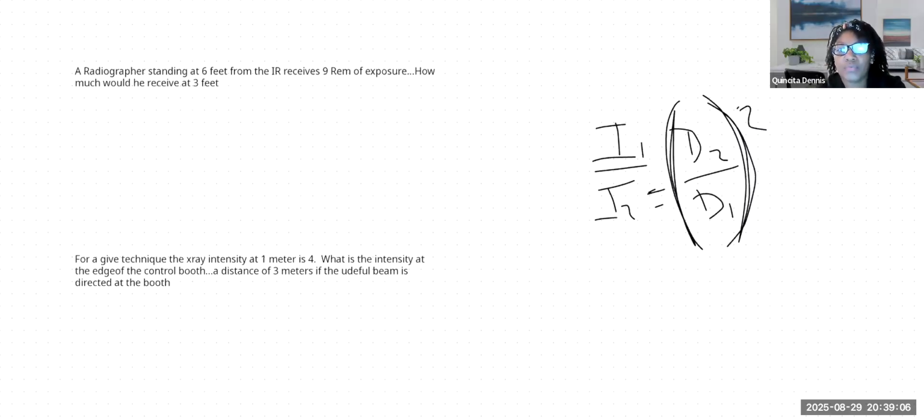So basically with radiation, the inverse square law, as the distance increases from the source, your dose, of course, decreases by a factor of 4. So the inverse square law is intensity 1 over intensity 2 is equal to the distance 2 over the distance 1, and both sides are squared.